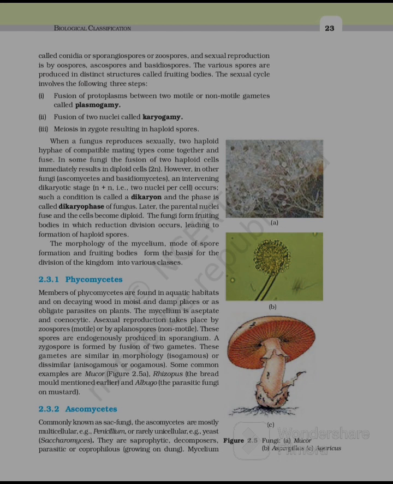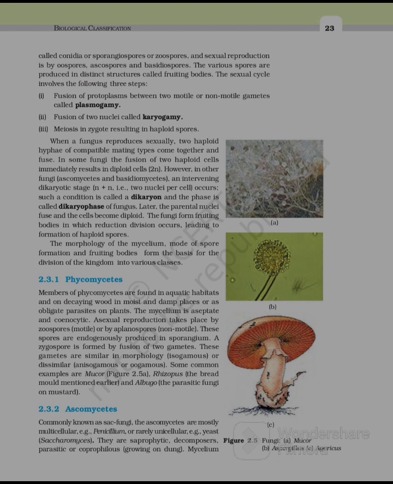However, in other fungi (Ascomycetes and Basidiomycetes), an intervening dikaryotic stage (N plus N, that is 2 nuclei per cell) occurs. Such a condition is called a dikaryon, and the phase is called the dikaryophase of the fungus. Later, the parental nuclei fuse and the cells become diploid.